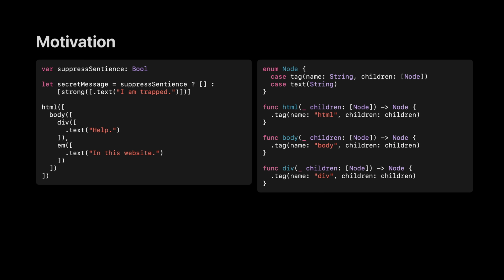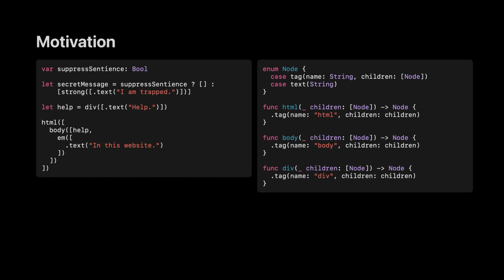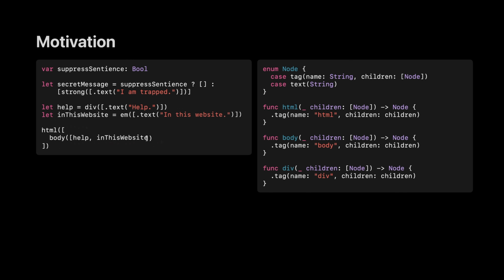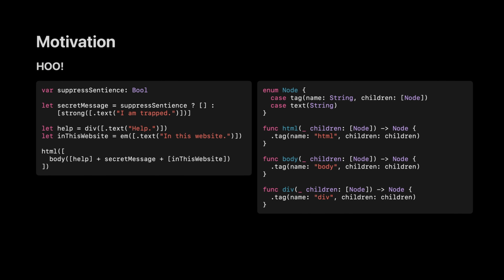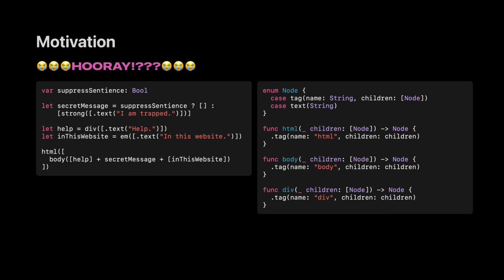And then to make this cleaner looking, we can extract both the help message as well as the "in this website" message. Now they're in an array down there. And in order for us to conditionally interpolate the secret message, we can put everything basically in a singleton array and just concatenate the arrays together. Because now if suppress sentience was true, secret message is simply going to be an empty array and just basically be deleted under concatenation. So hooray! We've done it. Problem solved.